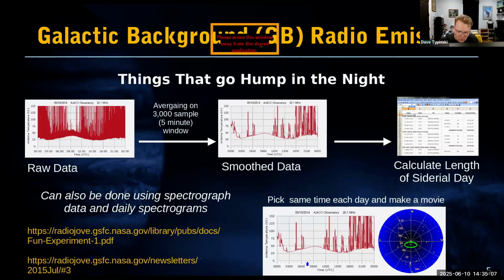Well, no, I'm in the wrong one. Oh, in regular time, not LMST. But if you do that, you can calculate the length of the sidereal day. And that's an easy experiment to do. It's written up online. There was a JOVE newsletter about it. Pretty easy stuff, but really fun. Probably really great for a high school science class.